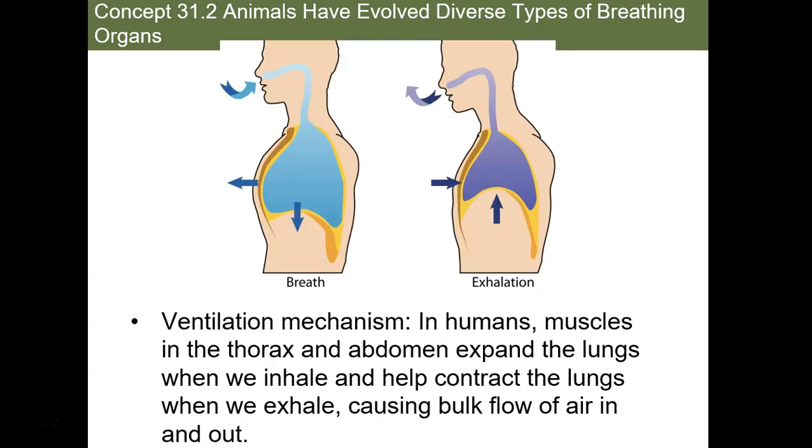In humans, our ventilation is aided by muscles in the abdomen and thorax to expand the lungs when we inhale and to contract our lungs when we exhale. This causes bulk flow of air in and out of our lungs.